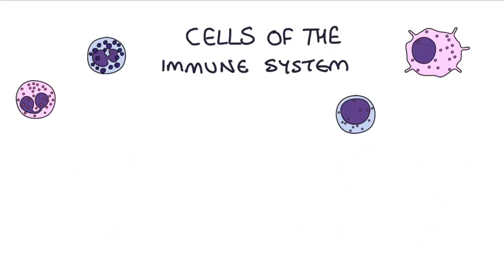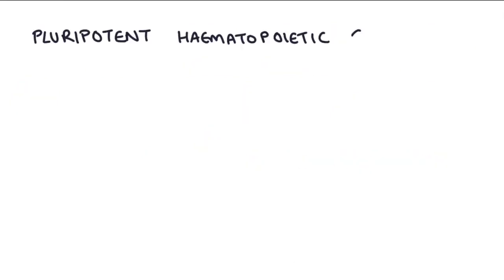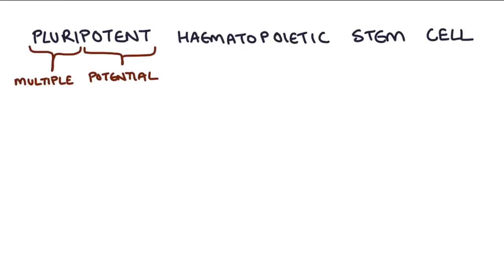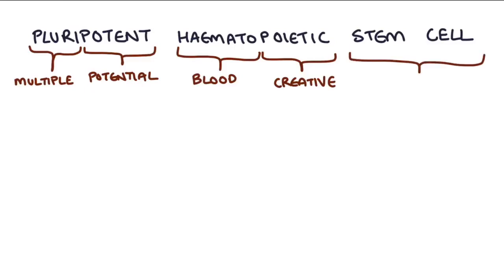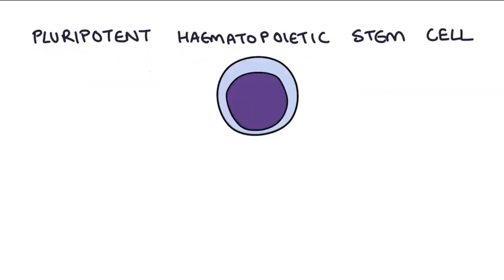So the development of immune cells happens in the bone marrow, and it starts with a pluripotent hematopoietic stem cell. So pluri meaning multiple, potent meaning potential, hemato meaning relating to blood, and poietic meaning creative. And then stem cell being an undifferentiated cell that has the potential to create multiple different types of blood cell.